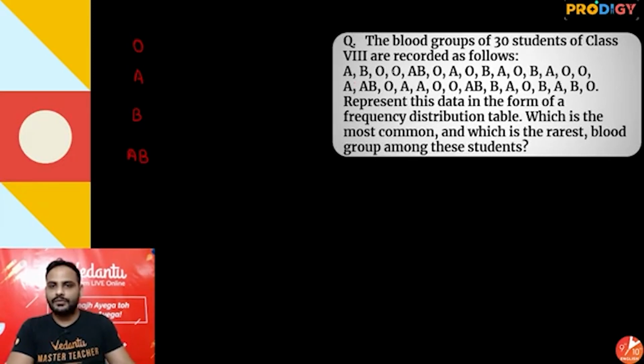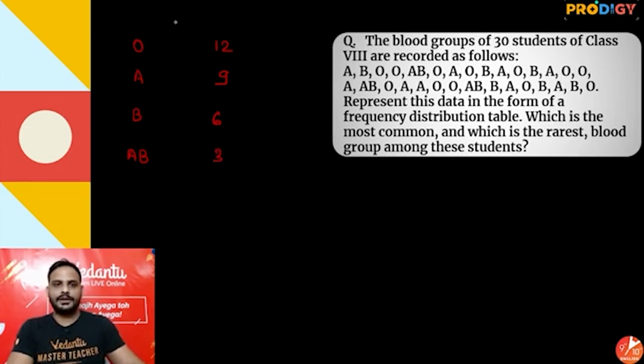Count how many have O. 1, 2, 3, 4, 5, 6, 7, 8, 9, 10, 11, 12. 12 students have O. How many have A? 1, 2, 3, 4, 5, 6, 7, 8, 9. Then 1, 2, 3, 4, 5, 6, and AB: 1, 2, 3.